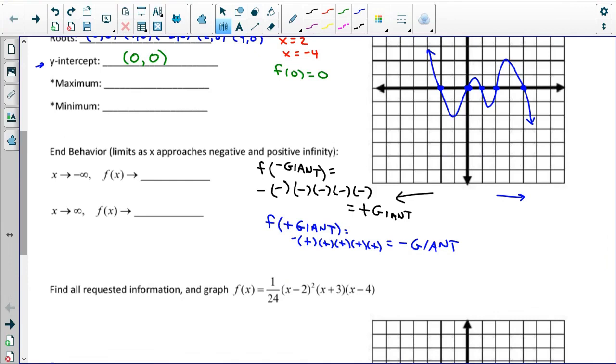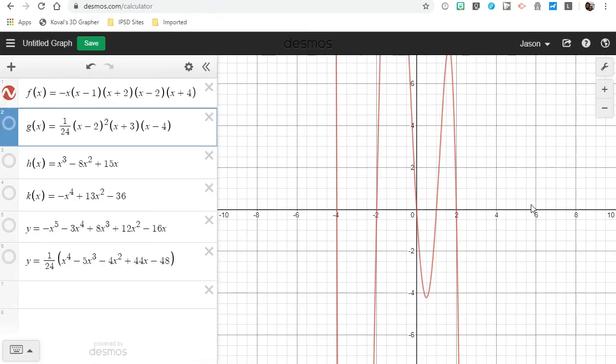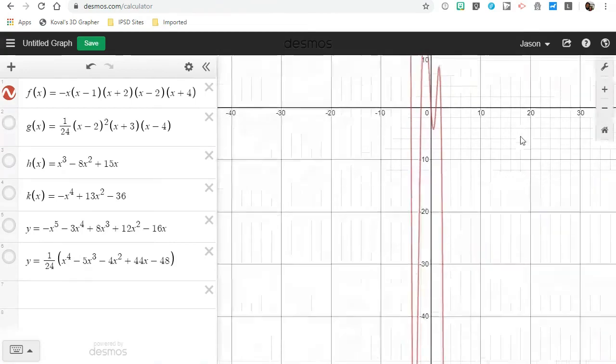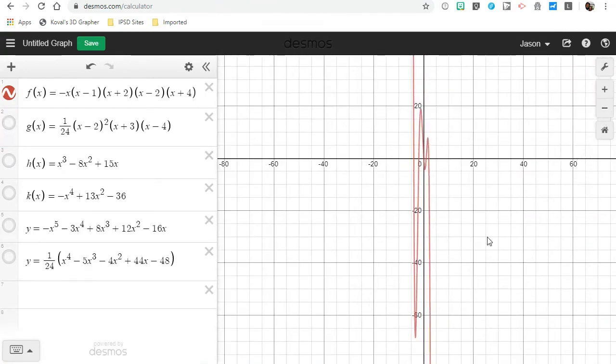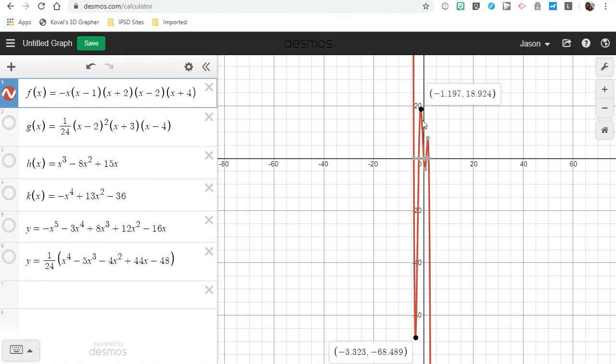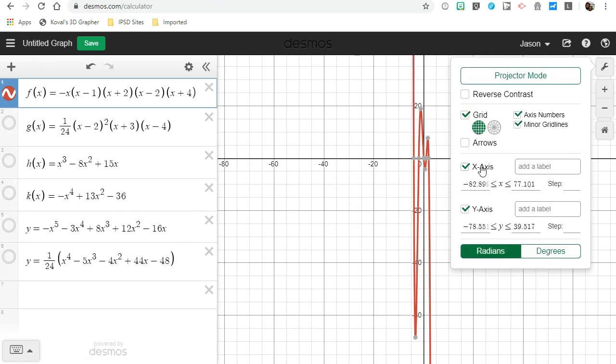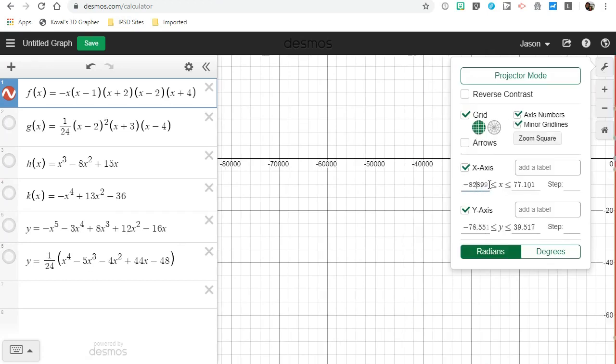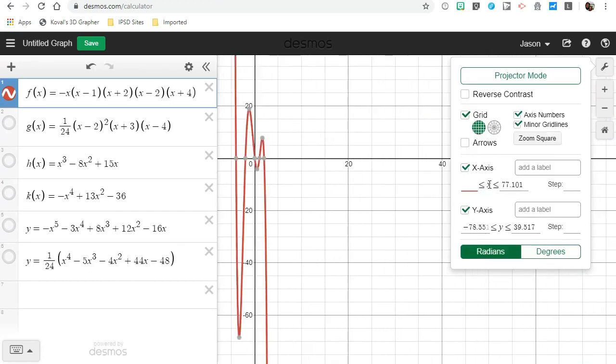So as x approaches negative infinity, the function approaches positive infinity, and as x approaches positive infinity, the y values or the function approaches negative infinity. If I look at this first graph on the Desmos graphing calculator, what you'll notice is that this value goes way low, and this value goes way higher than I would actually be able to graph it by myself, just without a calculator.